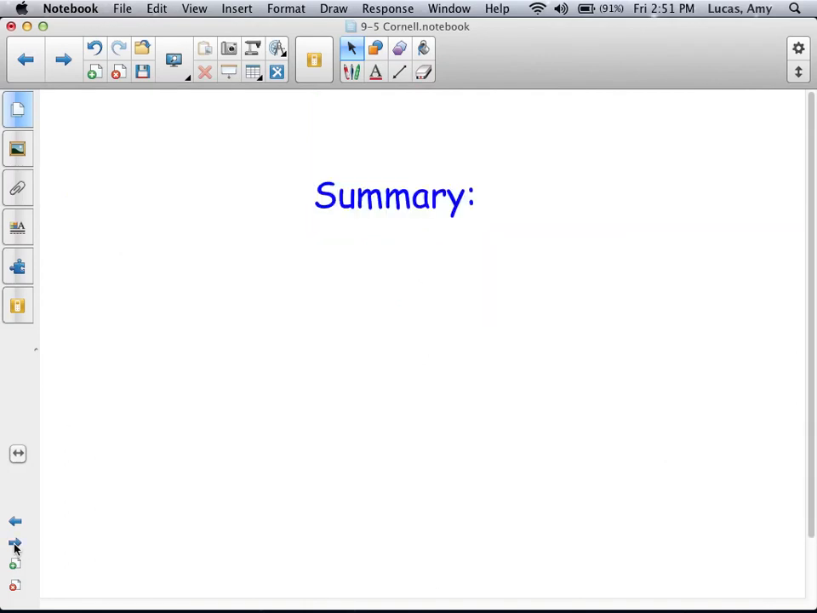You can now write your summary. And we did 6 homework problems for this section, page 562, number 1 through 6. If you're able to factor, that's okay, you may factor. Otherwise, show all of your steps and use the quadratic formula. Be careful.